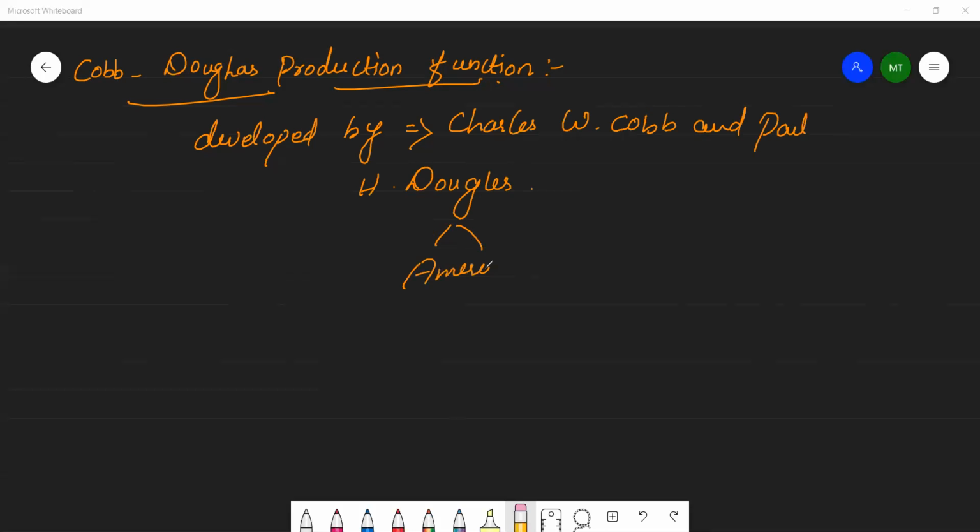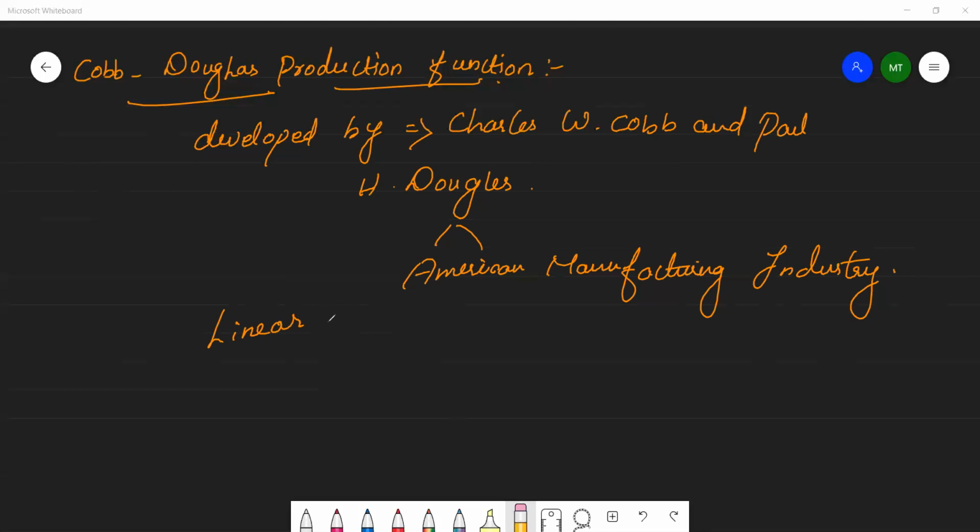It is a linear homogeneous production function, which implies that factors of production can be substituted for one another up to a certain extent only.